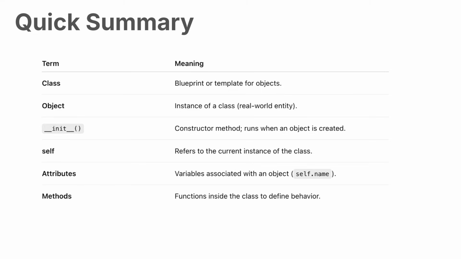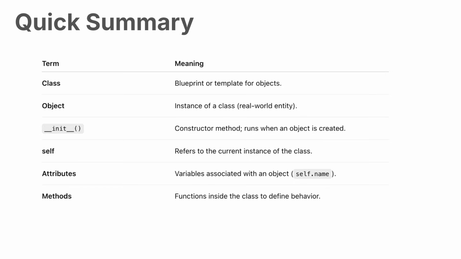__init__. This is called the constructor method. It runs automatically whenever you create a new object. It's used to set up the object's initial data, attributes. Self. Self refers to the current object instance you are working with. It helps the program know which object's data is being accessed or modified.